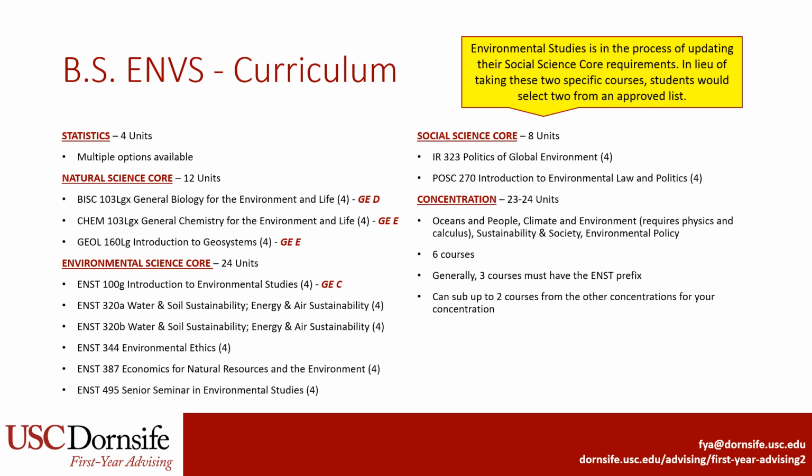In the Bachelor of Science, concentrations consist of 6 courses, and there are 4 concentrations to choose from: Oceans and People, Climate and Environment, Sustainability and Society, and Environmental Policy.